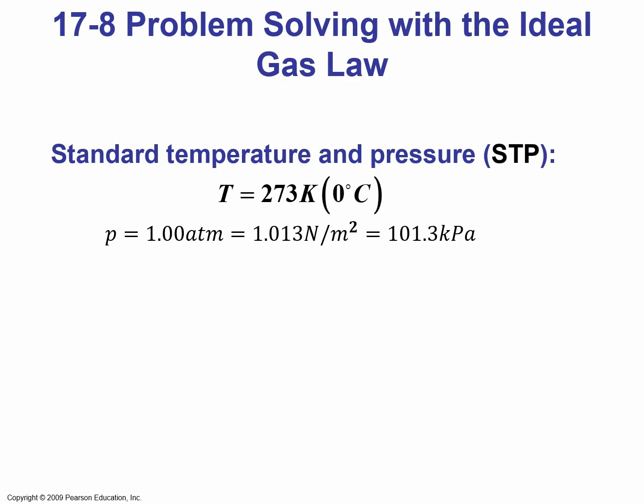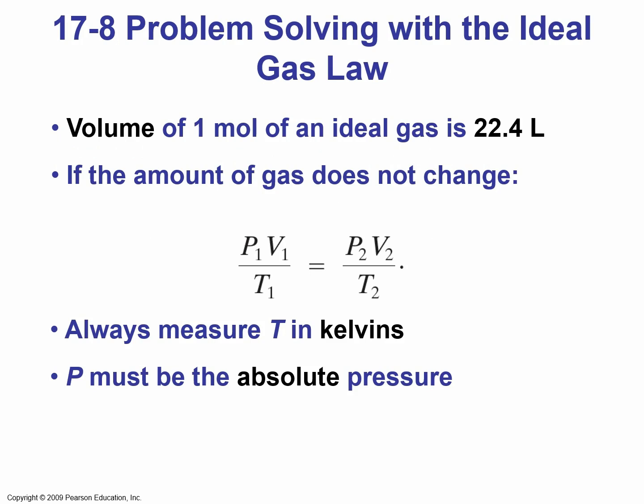Section 8. Problem solving with the ideal gas law. Standard temperature and pressure, STP, is defined as temperature at 273 Kelvin or 0 degrees Celsius, the pressure at 1 atmosphere or 1.00 atm, which is equal to 1.013 times 10 to the 5 Newton per meter squared, or equals 101.3 kilopascal. Volume of 1 mole of an ideal gas is 22.4 liters.